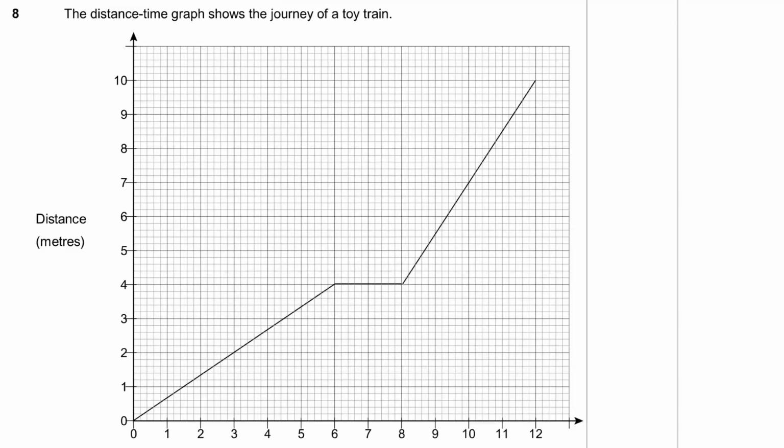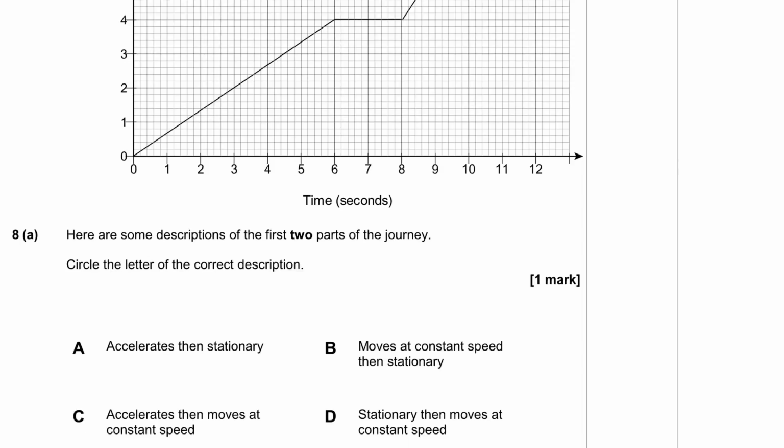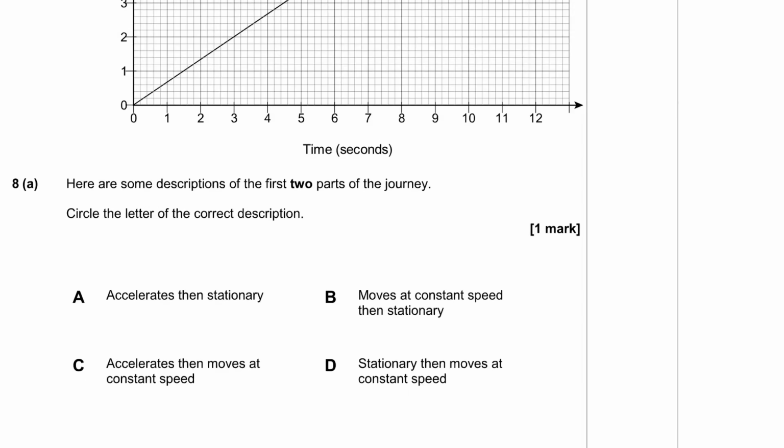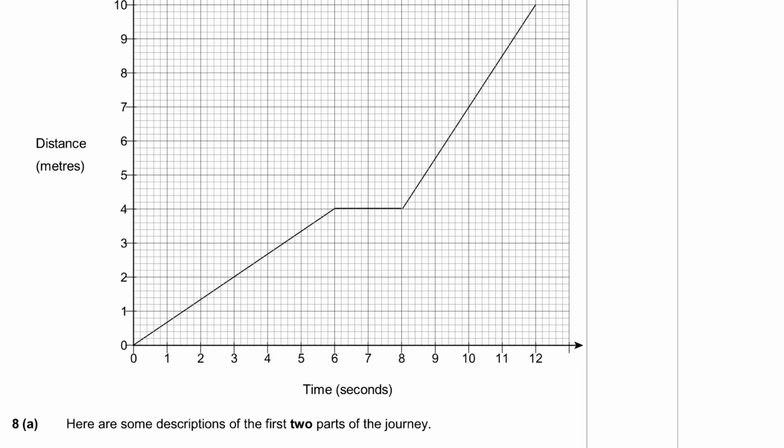Question 8 gives us a distance time graph showing the journey of a toy train, and underneath we have 4 possible descriptions of the first 2 parts of the journey. Now let's have a look at the first two parts of the journey.